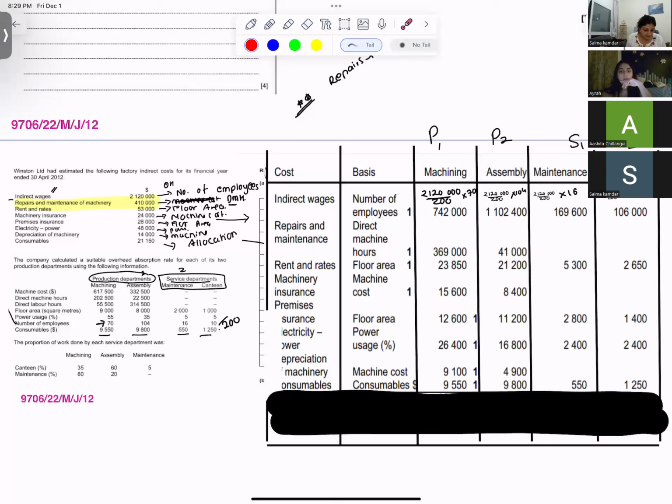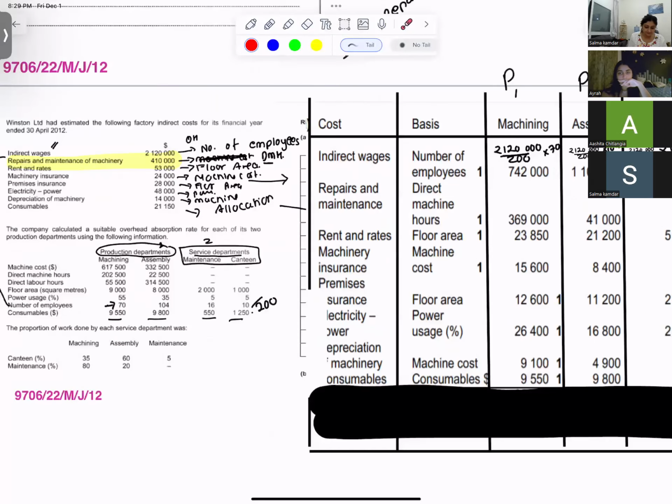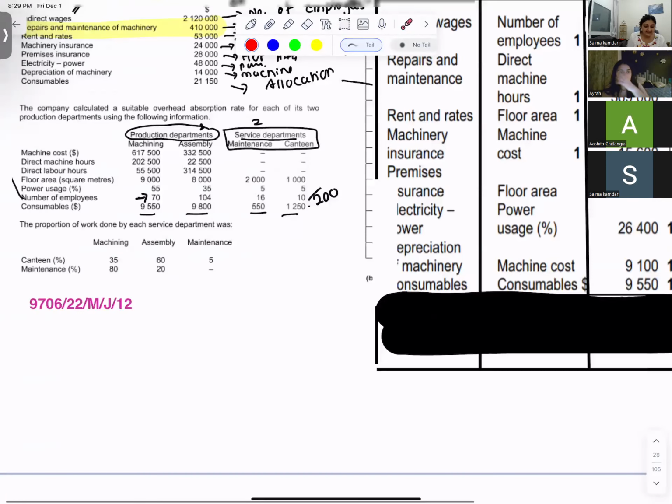So I have these two service departments. One is the canteen department and one is the maintenance department. Can you see over here? The canteen department is giving services to all three: 1, 2, 3. Can you see this? And the maintenance department is giving service to only 2. The one that has a blank, that service department reapportionment we do at a later stage.